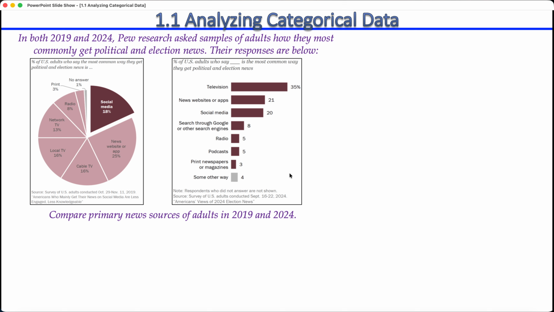I got one more thing for you, just for funsies. In both 2019 and 2024, Pew Research asked samples of adults how they most commonly get political and election news. Their responses are below. So these are actually screen capped and pasted from actual news articles, both from Pew. It was weird to see them asking more or less the same question 5 years apart, using different types of graphs, right? And how the answers changed over time too.